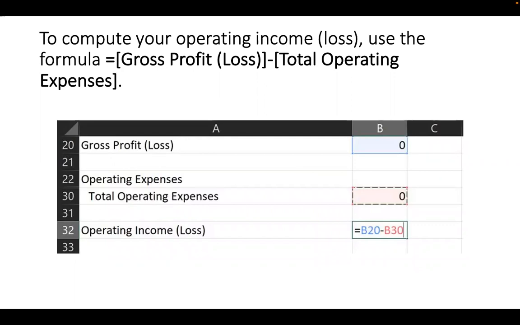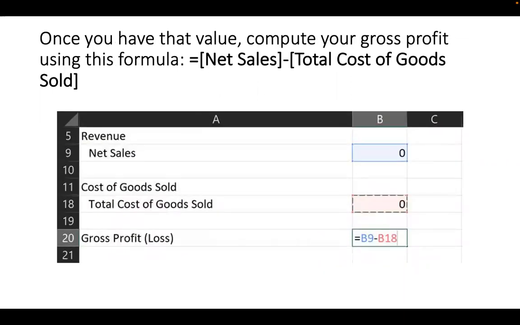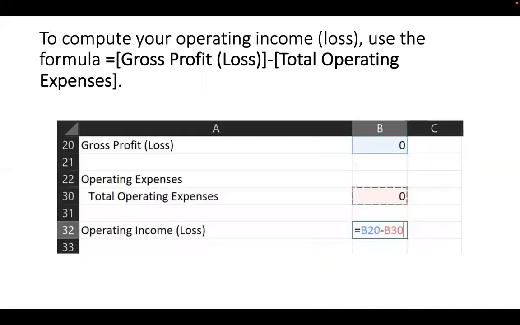Okay. Now we have to find out the operating income. In order to compute our operating income, or in some cases loss, use the formula gross profit or loss minus total operating expenses. So we got this gross profit, and from this gross profit we'll have to subtract the total operating expenses. For example, our gross profit was 100, and I subtract the total operating expenses, which were rupees 50. Then I get the operating income. My operating income is rupees 50.